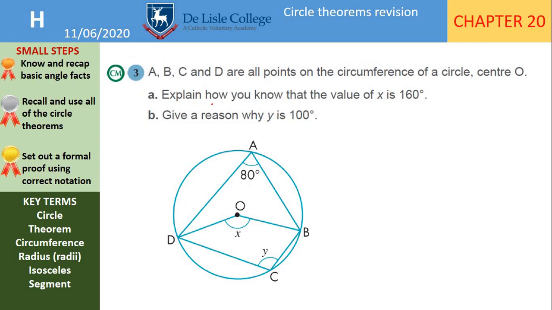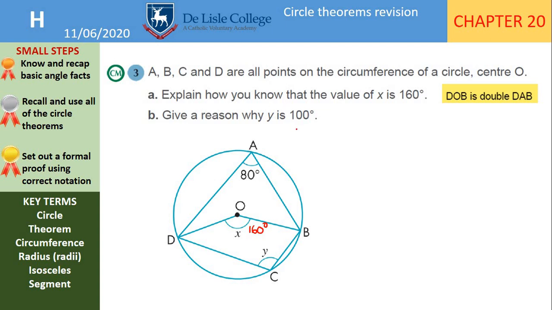Question 3. A, B, C and D are all points on the circumference of a circle, centre O. Explain how you know that the value of X is 160 degrees. Well, we know that the angle at the centre is double the angle at the circumference. So that must mean it's 160. So angle DOB, using the 3 letters for the notation, so D to O to B, this angle X, is double DAB, and that's lovely as an explanation.